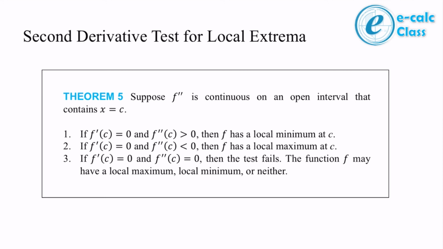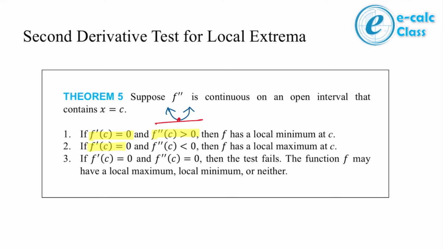If the first derivative is equal to 0, understood because we have a horizontal tangent line, and the second derivative is greater than 0, meaning it is concave up, then f has a local minimum at c. What does it mean? If it is concave up, and we have a horizontal tangent line, the only place that can have such properties is a local minimum. It totally makes sense.